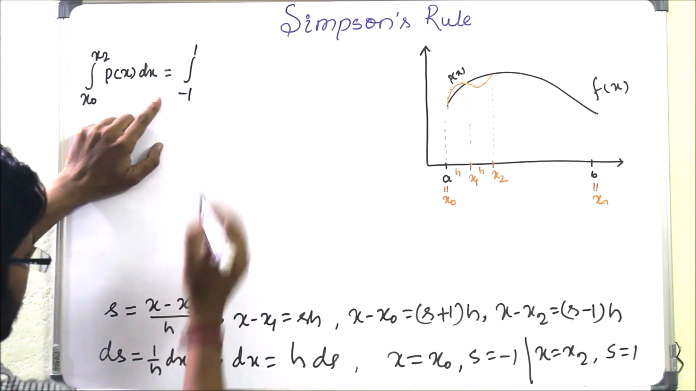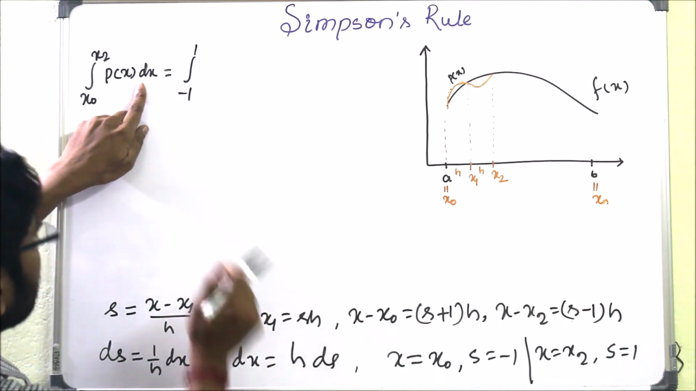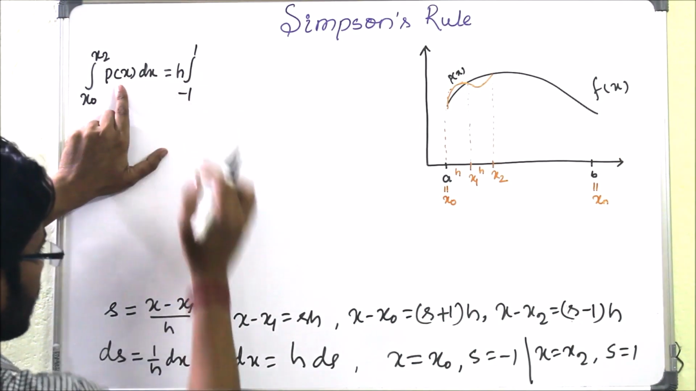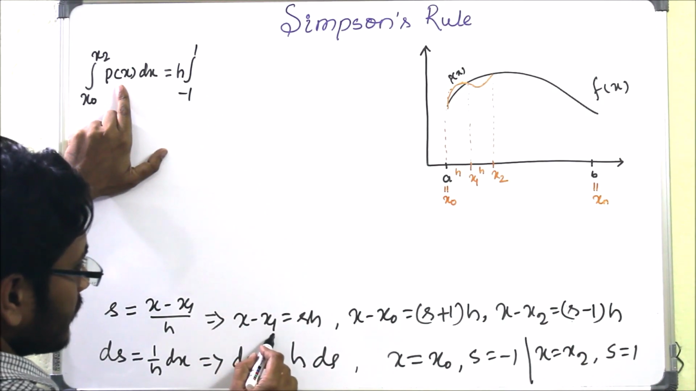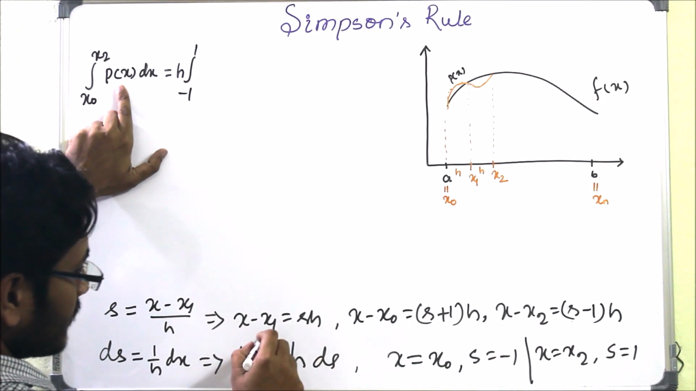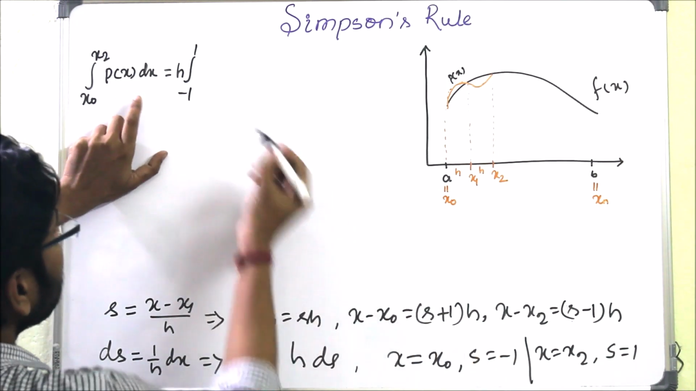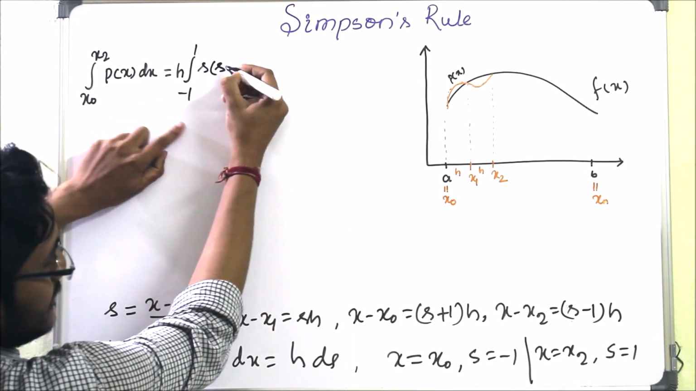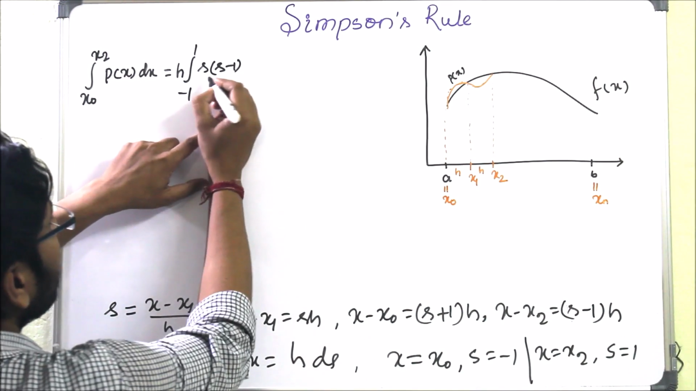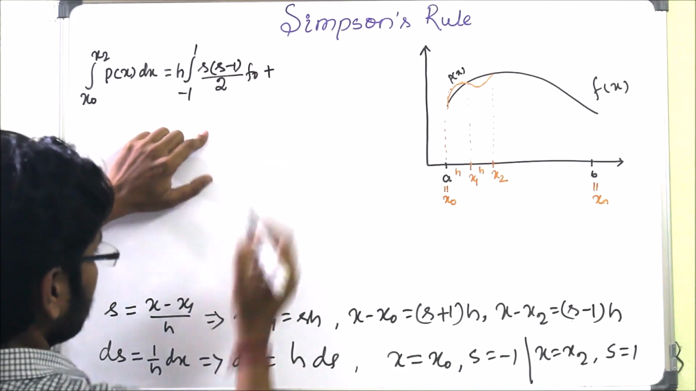Then this integration is from minus 1 to 1, and dx changes to h ds, so we write h. Then the first term of p of x: x minus x1 into x minus x2 divided by x0 minus x1 into x0 minus x2, that will be s into s minus 1 divided by 2, times f0, plus. Second is what?